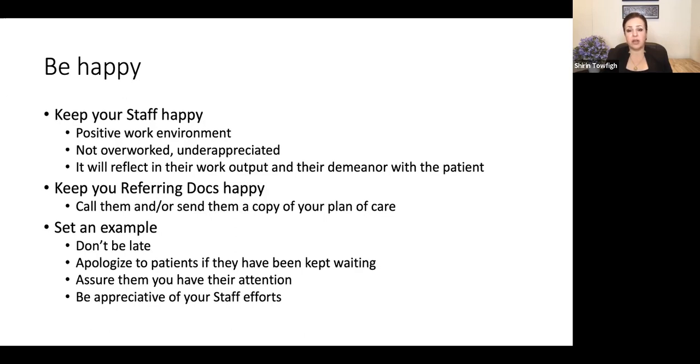Keep your referring doctors happy. Call them or send them a copy of your note with a plan of care. That will keep them referring you patients, and that should be part of your workflow. And you should set an example. Everything comes from the top.